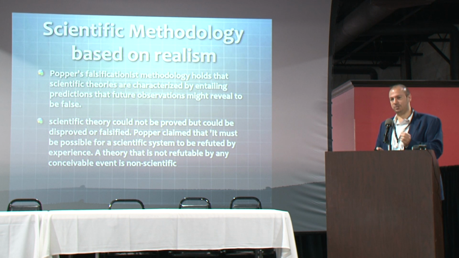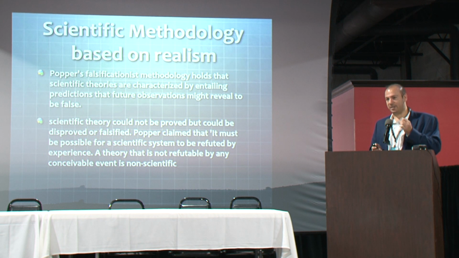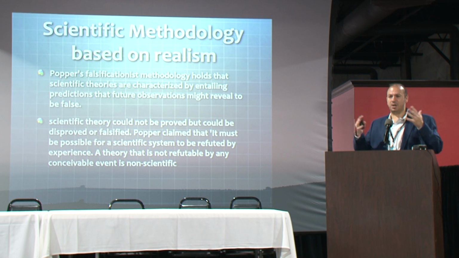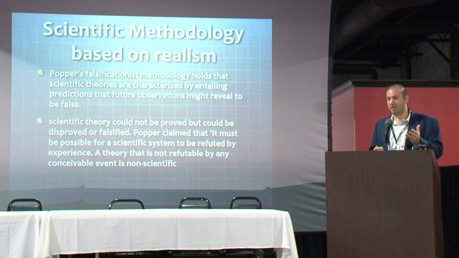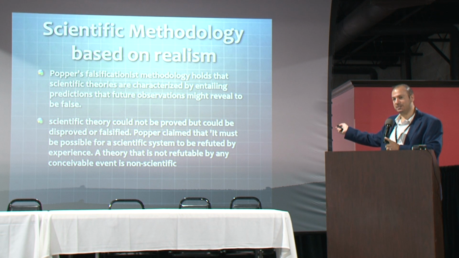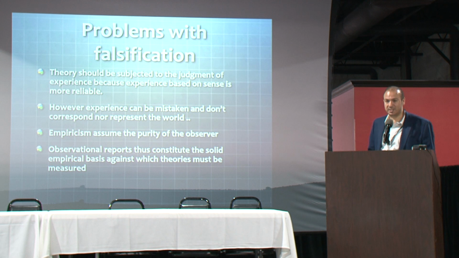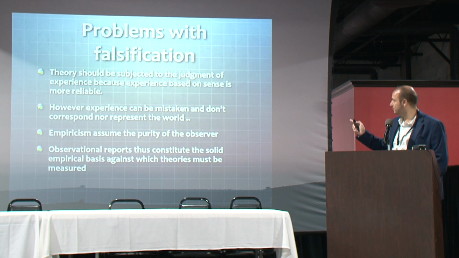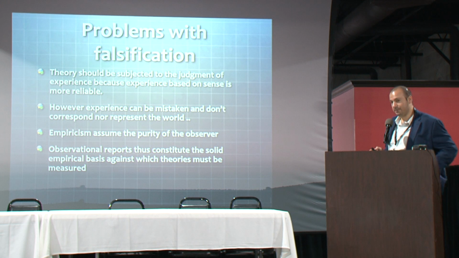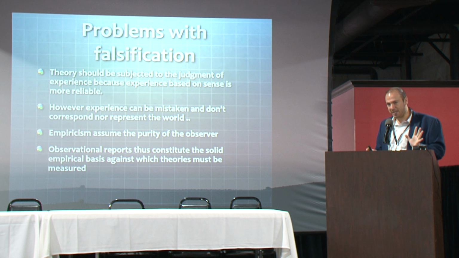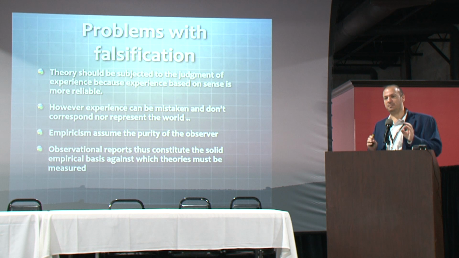But if we look carefully at the history of science, and at what has been done by famous scientists, scientists who were creative, who actually opened our horizon and our mind to things that we never could have imagined, from Einstein to quantum physics, we could see that this idea that only senses matter and that only if we can refute a theory is science is actually problematic. And I'll say this in a second. So, what are the problems with this falsification method? It said that theory should be subjected to the judgment of experience, because experience is the most reliable we have.